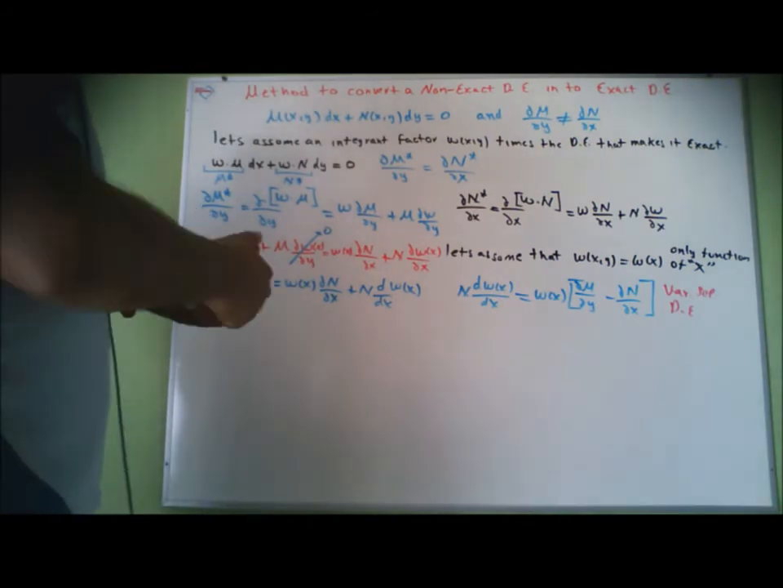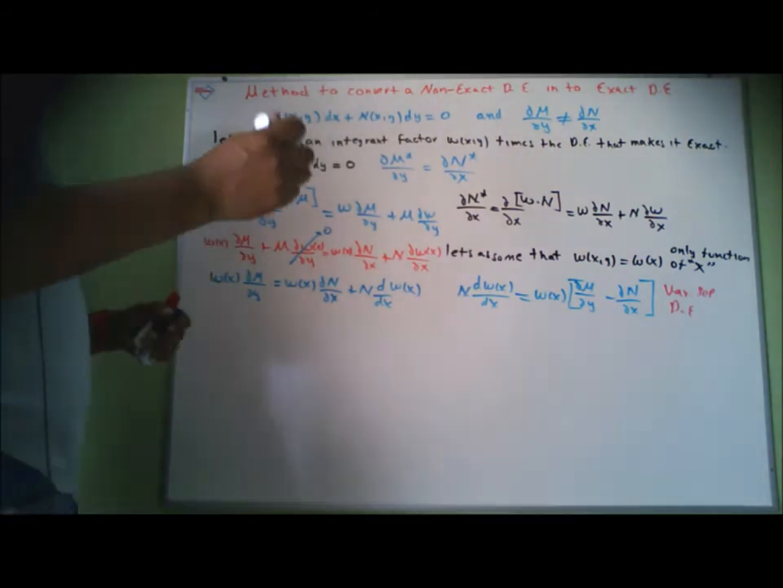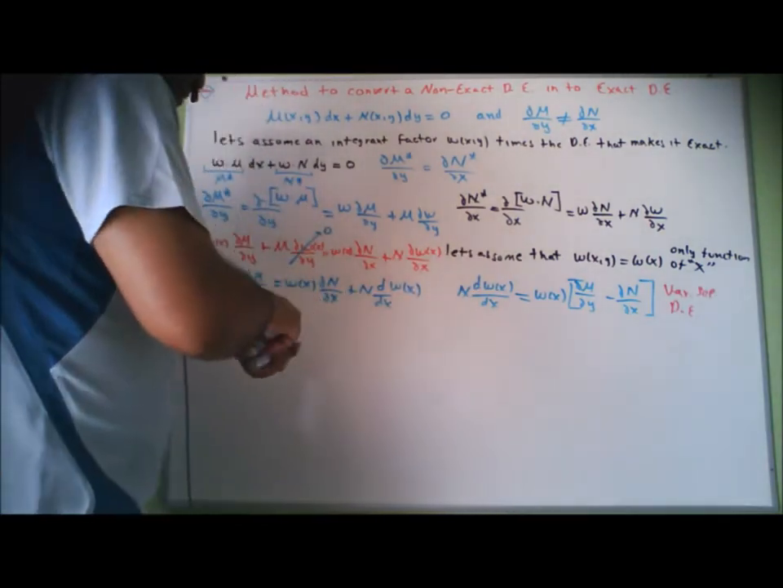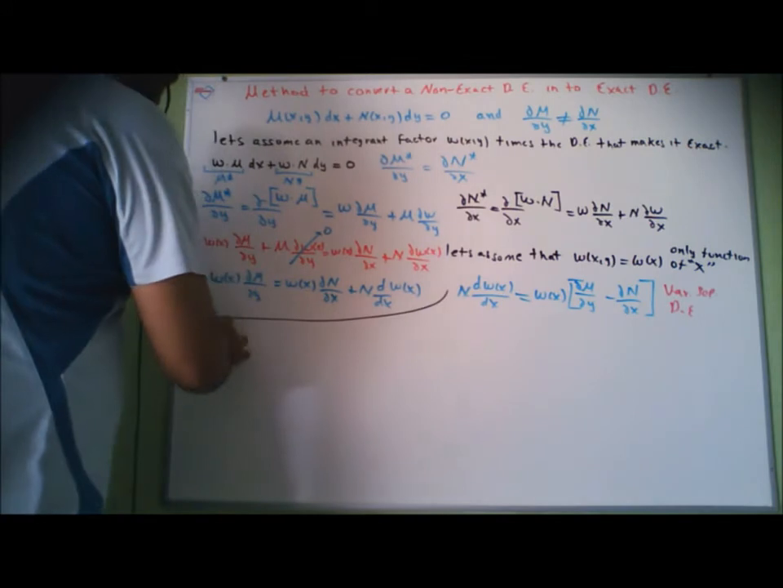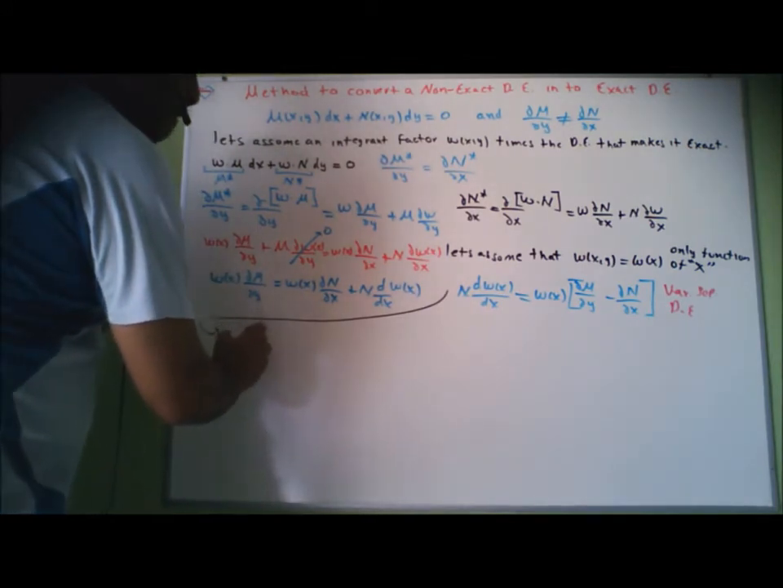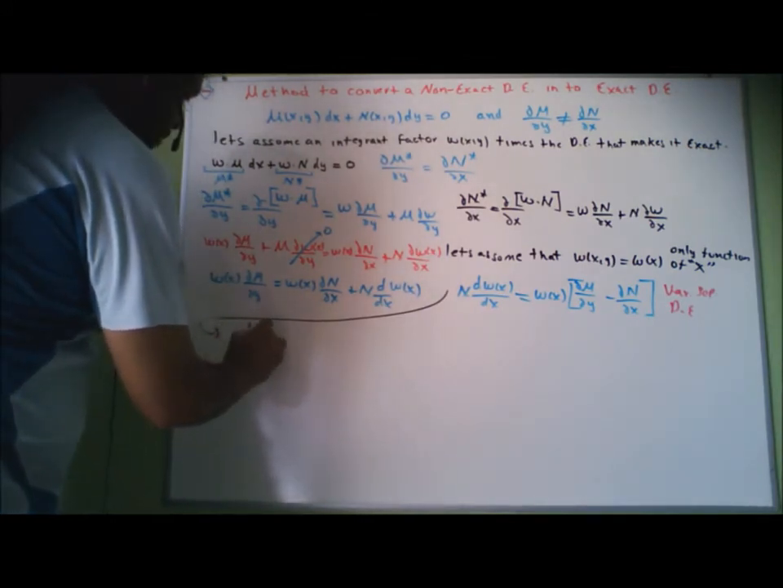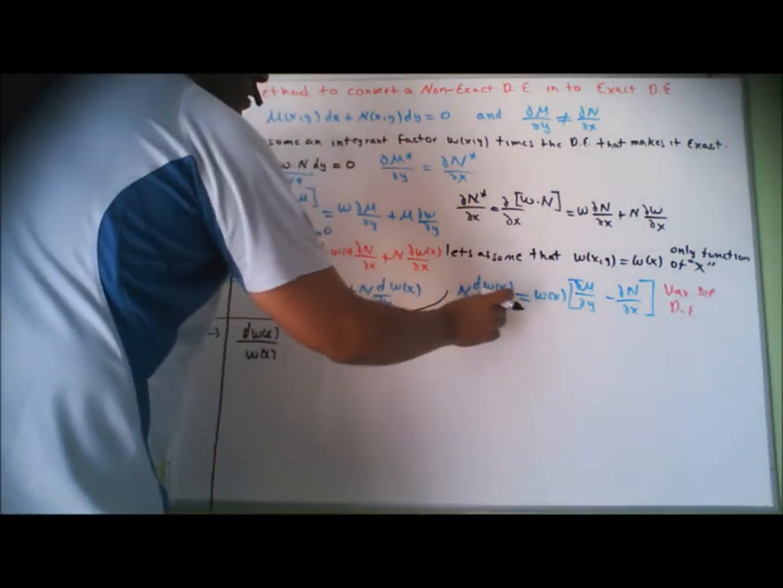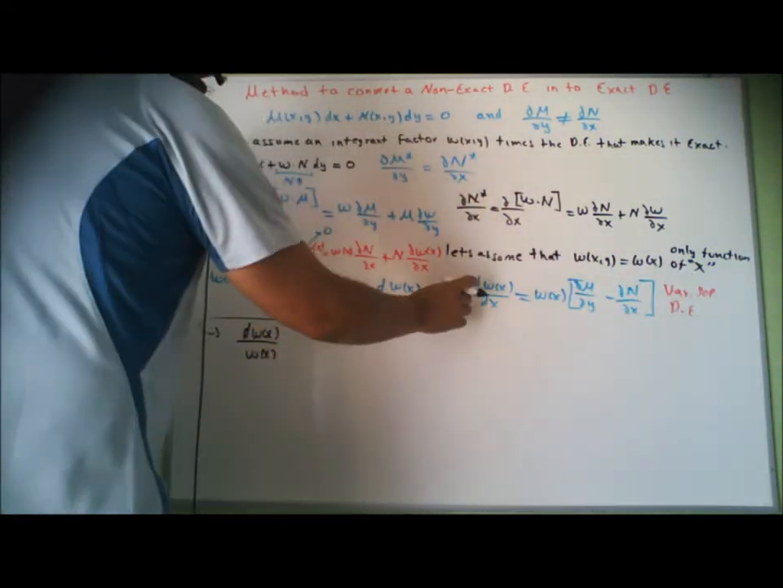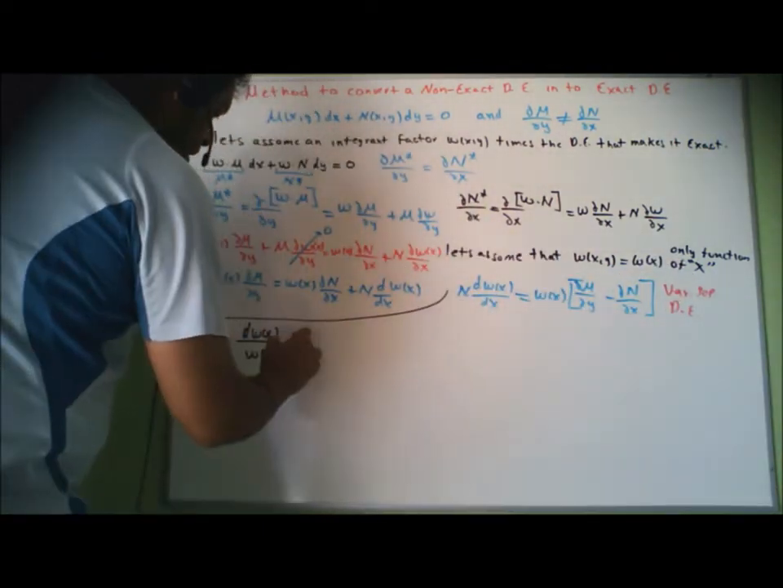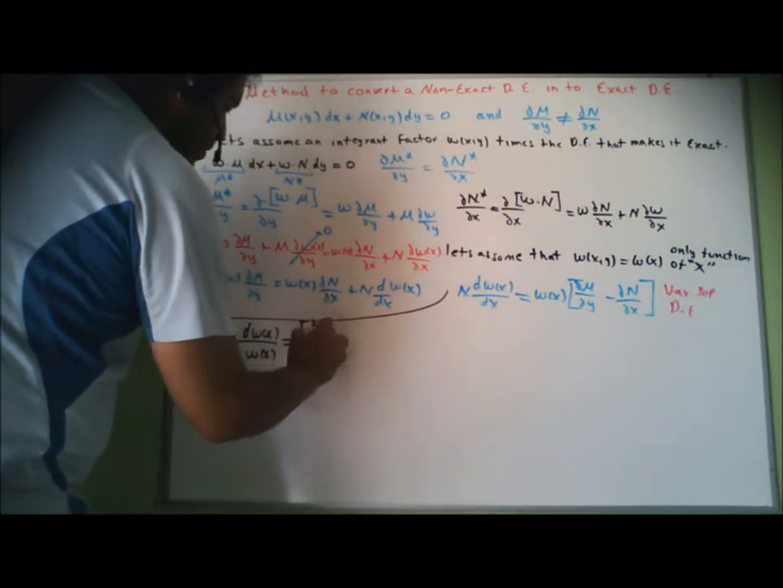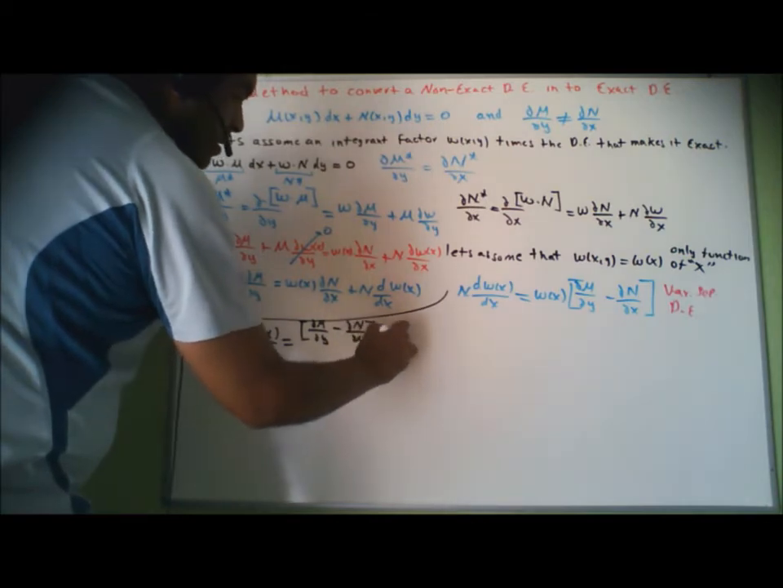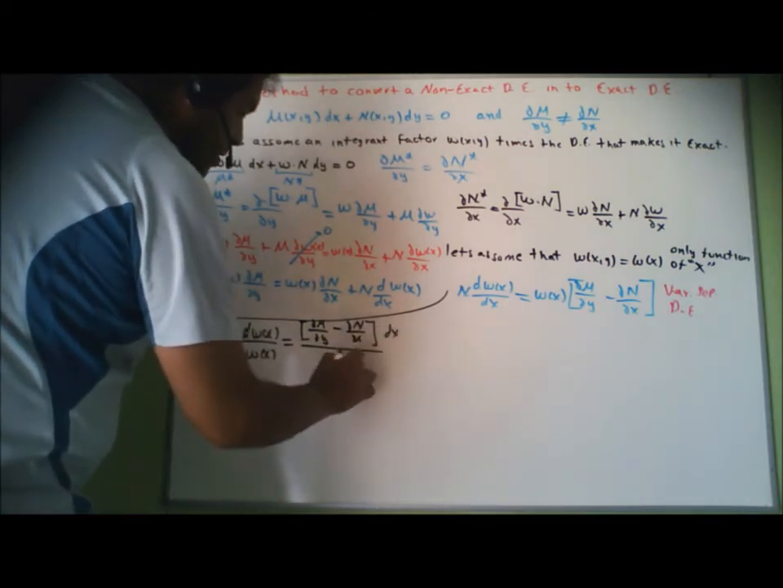So what happens here is that I'm going to separate the variables. Continuing here, we have the differential of w of x divided by w of x, because this goes as a division, the differential of x goes as a multiplication, and the n goes as a division, equal to the partial of m with respect to y minus the partial of m with respect to x, differential of x over n.